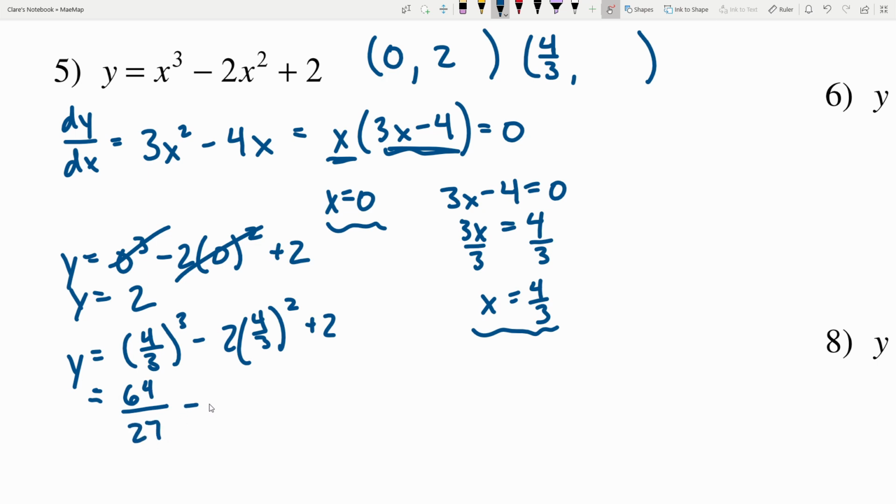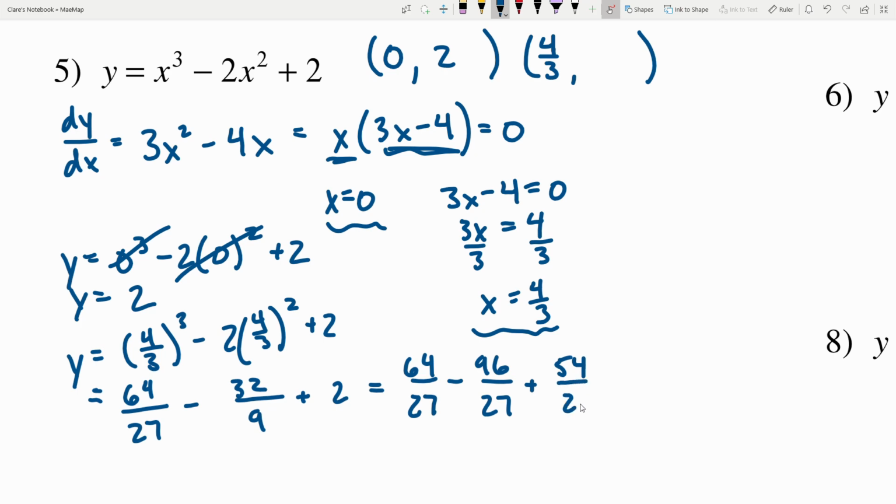So 64 over 27 minus 2 times 4 squared, which is 16, so 2 times 16 is going to give me a 32, all over 3 squared, which is 9, and then I'm going to be adding that to 2. So for this, I'm going to need common denominators in order to solve. And that common denominator, like with problem number 3, is going to be 27. So I have 64 over 27 minus, multiplying both the numerator and denominator of my second term by 3, that's going to be 96 over 27 plus 54 over 27.